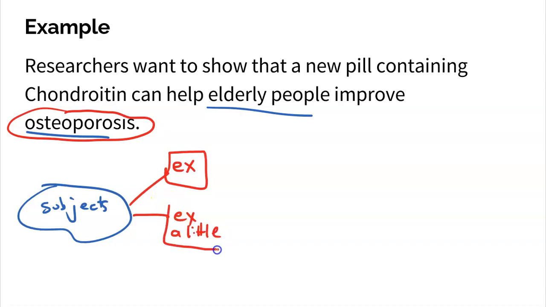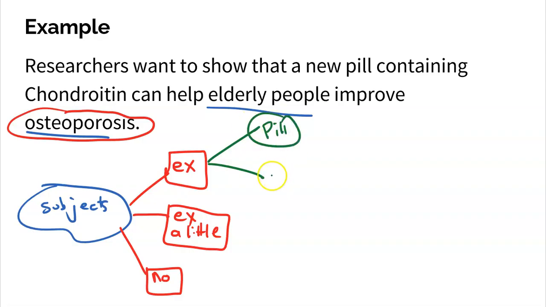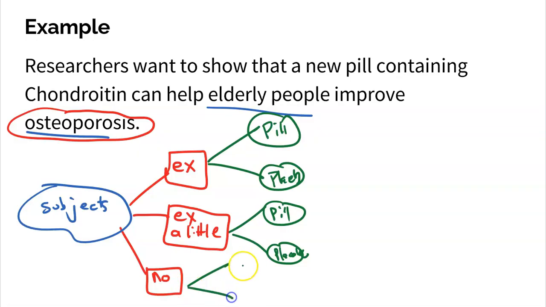And maybe I find this out through a survey or something, right? And then I have a block of people that don't exercise at all, so no exercise. Then, in the exercise group, I'm going to randomly give my new pill to half and my placebo to half. In this group of those that exercise a little, new pill to half, placebo to half. In my group that doesn't exercise at all, new pill to half, placebo to half.